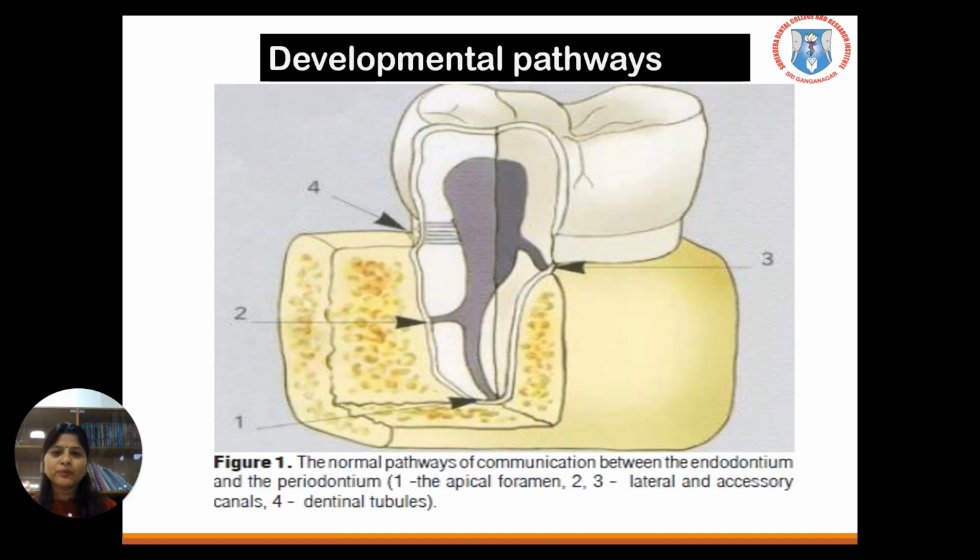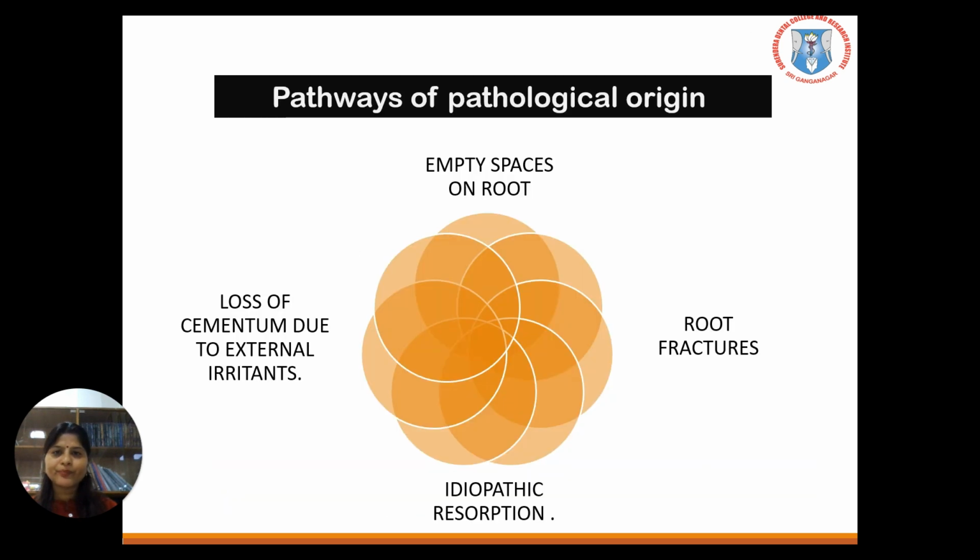Now, developmental pathways. As we know, the most common association is the apical foramen, that is, at the apex the root canal is communicated with the peripheral structures. Also, lateral and accessory canals and dentinal tubules can be in direct contact, which can result in the communication.